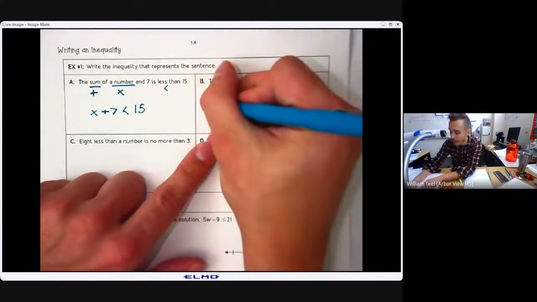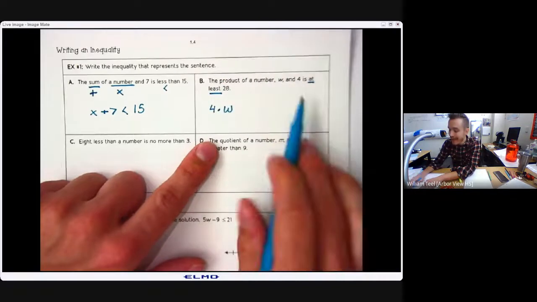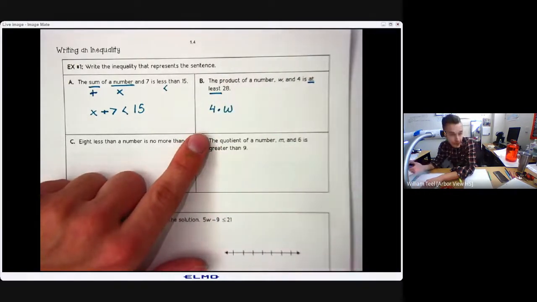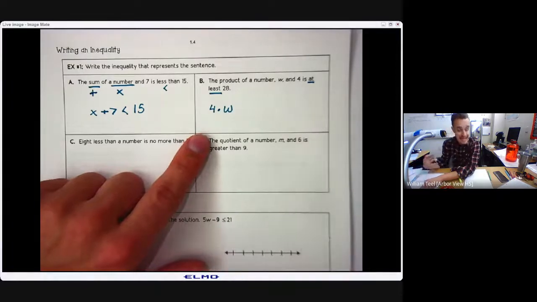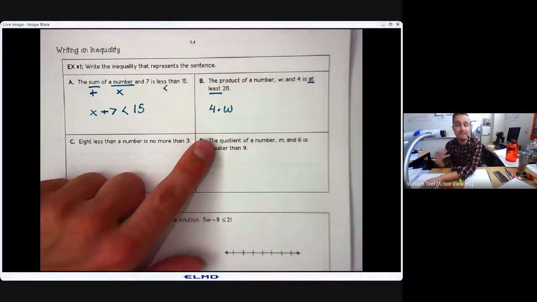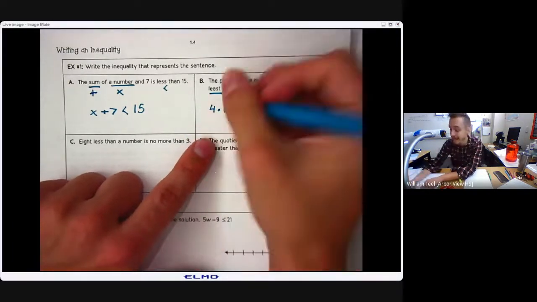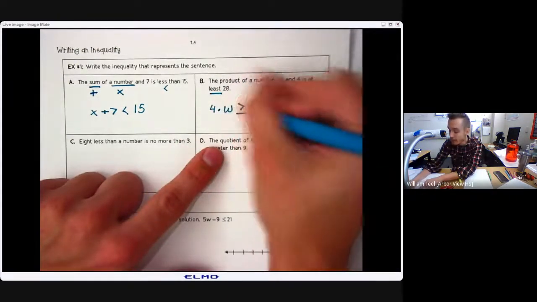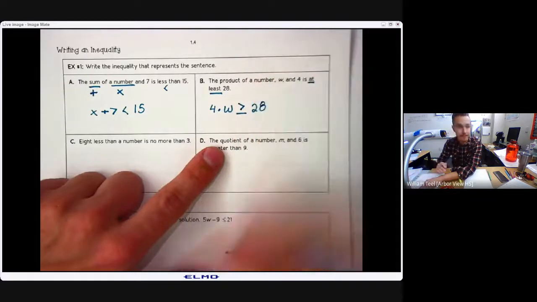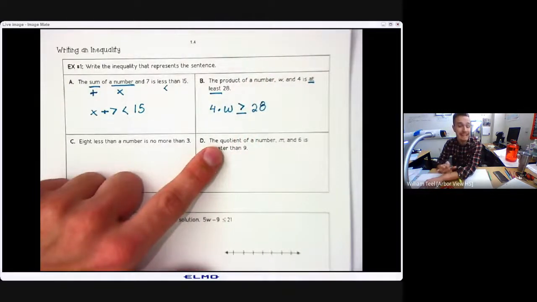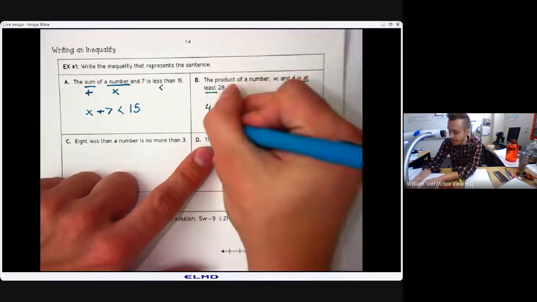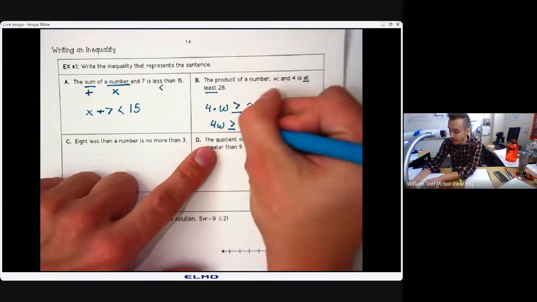So we have 4 times w has to be at least 28. That means it can be greater than 28. It can be equal to 28. But it can't be any less than 28. So 4 times w is going to have to be greater than or equal to 28. Again, at least means that it can be bigger, but it has to be a minimum of 28. So we have 4w is greater than or equal to 28.